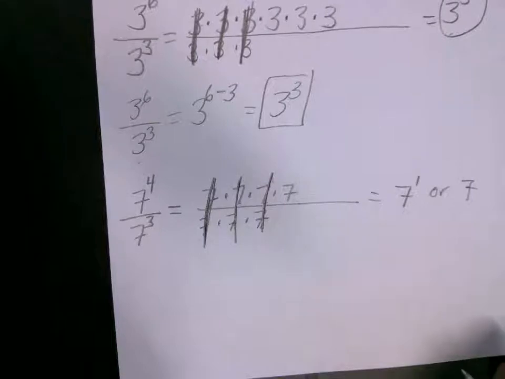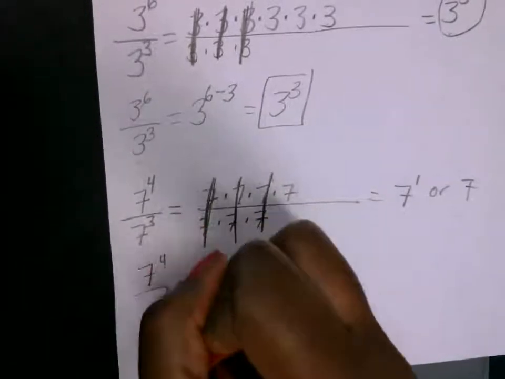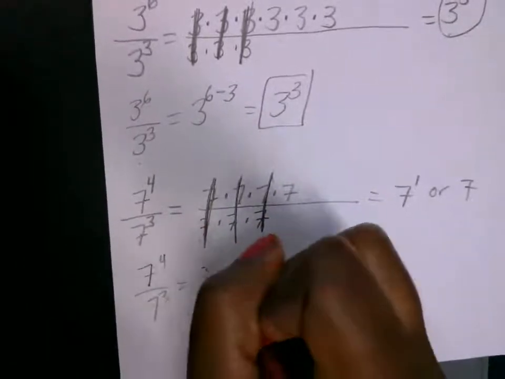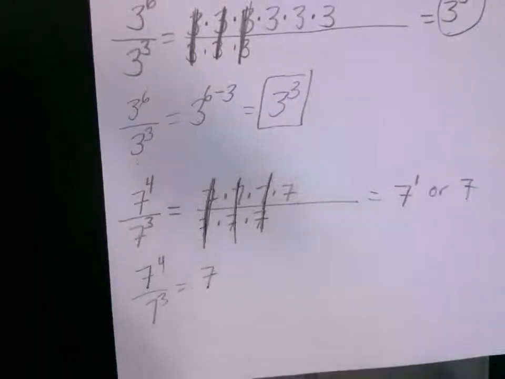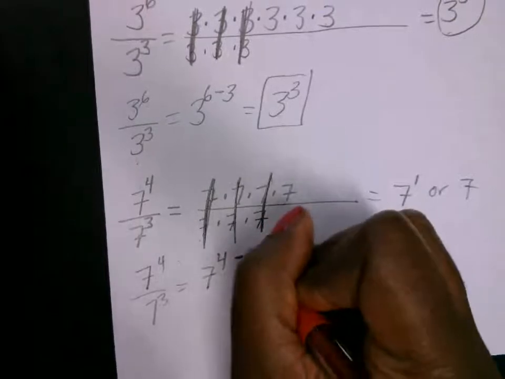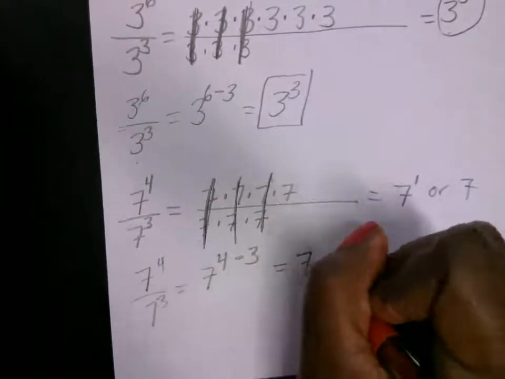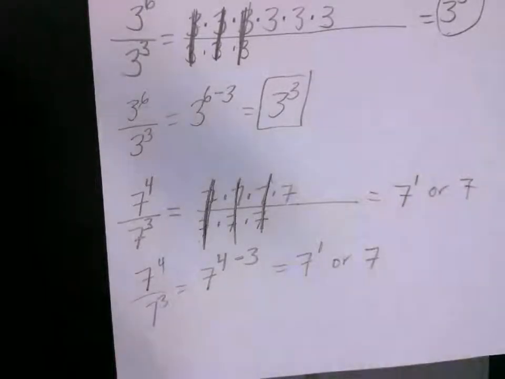Anybody? Yes, baby. You subtract. The bases are the same. I'm going to rewrite. Your base is 7. Your top exponent is 4. Your bottom exponent is 3. You're going to say 4, top exponent minus bottom exponent. So that's going to be 7 to the first power or just 7. Any questions?